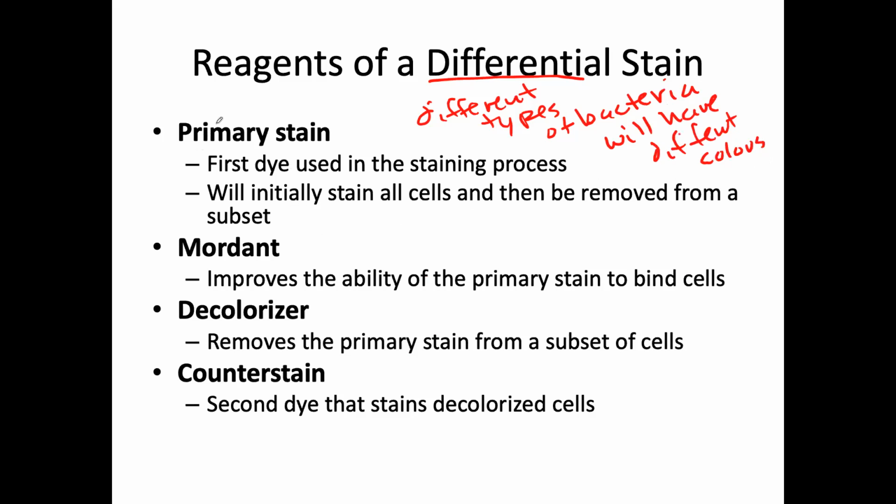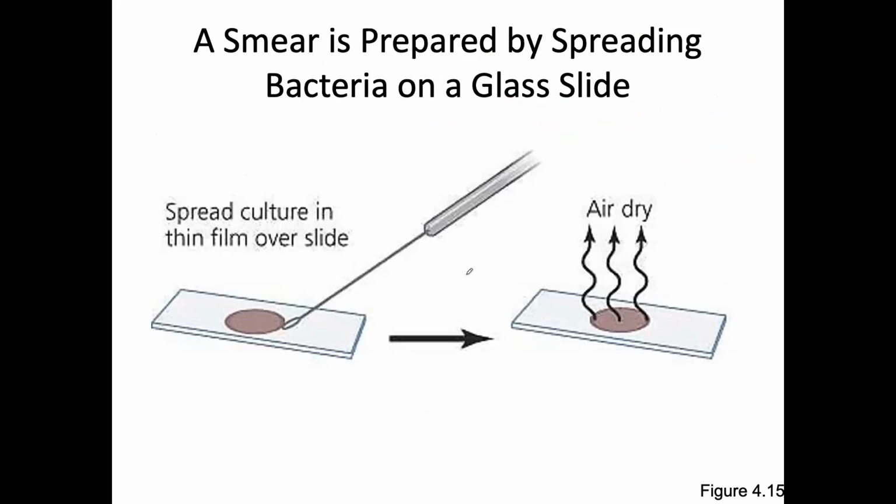The primary stain is the first stain used and will stain everything and then is removed by a treatment. Okay. The mordant improves the ability of the primary to bind. The decolorizer removes primary from some cells, but not others. And then the counter stain is a second dye that stains the decolorized cells, right? So let's see an example, right?